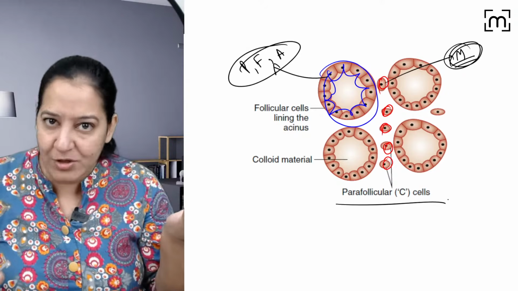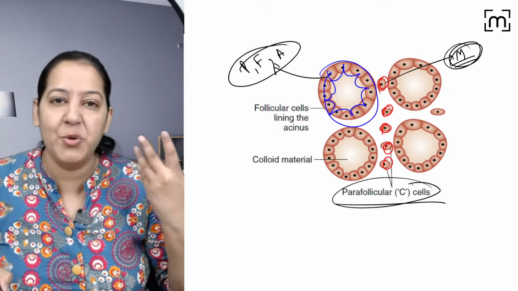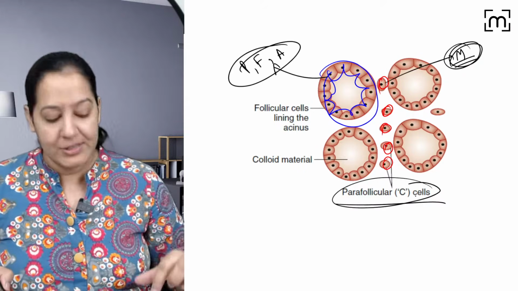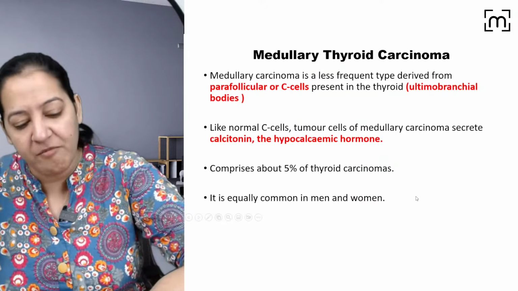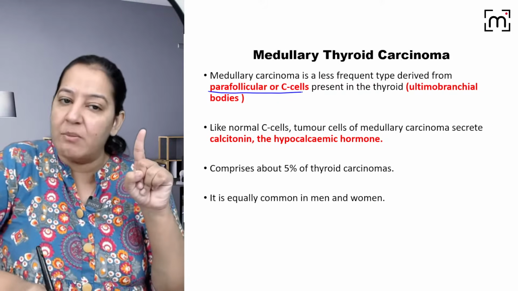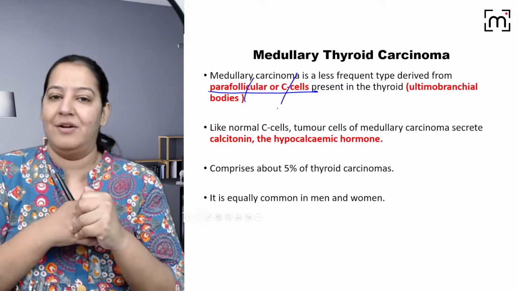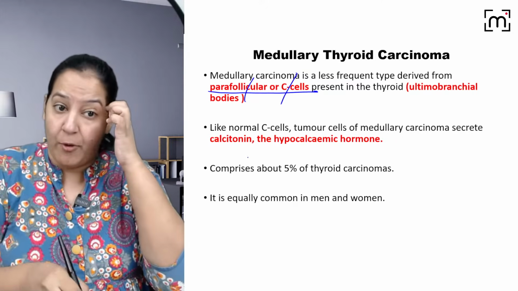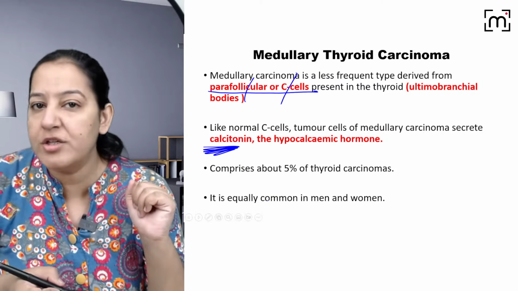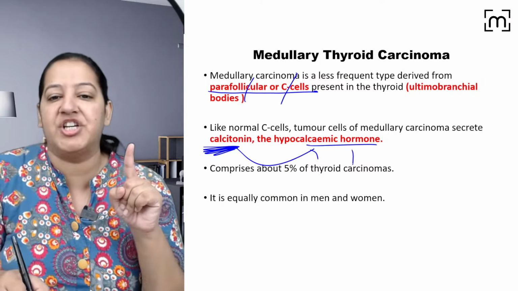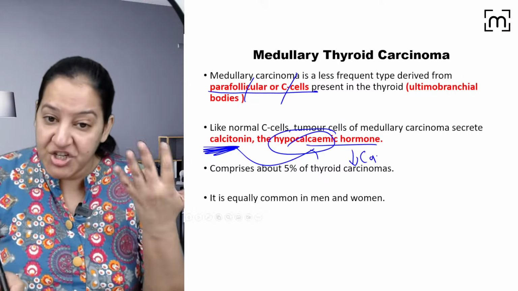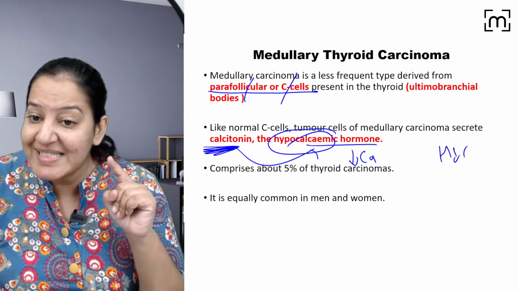That's why the hormone is also different. Parafollicular cells do not secrete T3, T4. Parafollicular cells form calcitonin. So in medullary carcinoma, the patient has more and more calcitonin in the blood. So the first thing you have to write, it arises from parafollicular cell or C cell, right? So this is the most important point. That's why the patient has abundant calcitonin in the blood. What does calcitonin do? Calcitonin decreases calcium. It is a hypocalcemic hormone. It decreases calcium. So the patient will come to you with hypocalcemia.